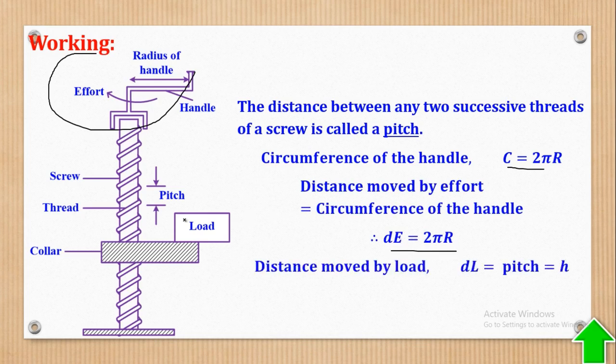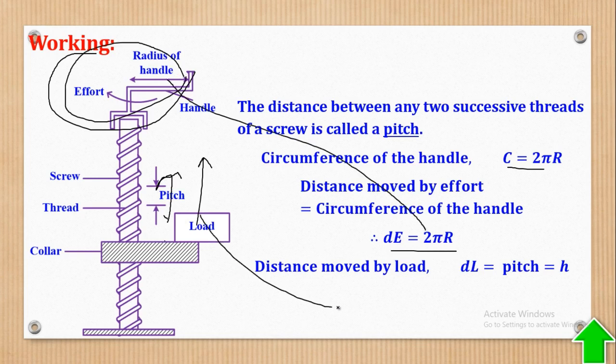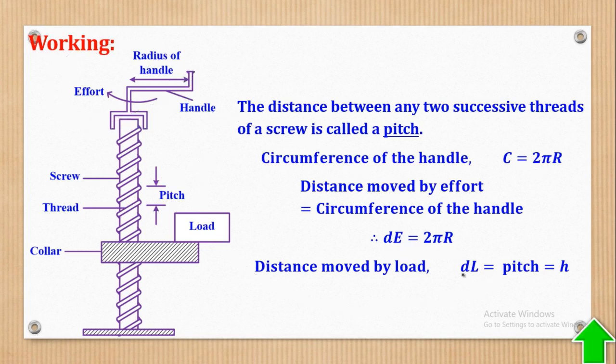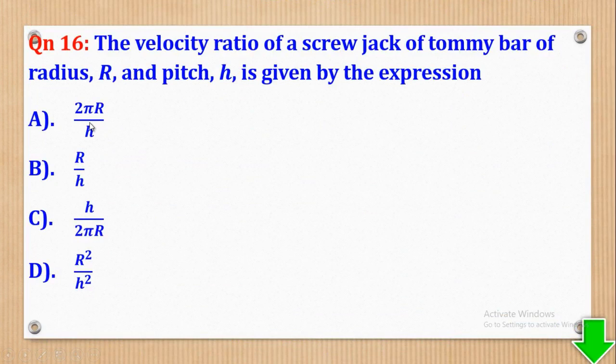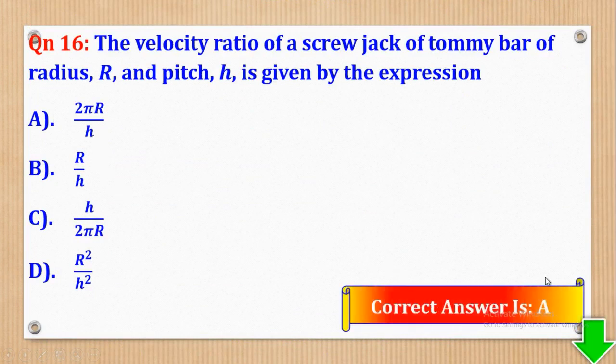What about distance moved by the load? Distance moved by the load is the pitch. I think you see this pitch is vertical and this load moves in a vertical motion, but this handle rotates in a circle. That is why this is circumference and this for the load is the pitch. Therefore velocity ratio is effort distance over load distance, and effort distance is 2 pi r, pitch is h. Therefore the correct option is 2 pi r over h. So we shall go and look for that option, and that is option A. Therefore A is the correct answer.